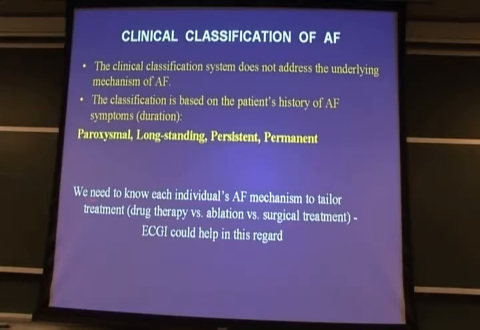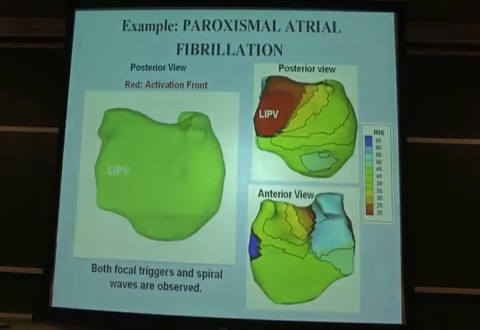So we need to know each individual AF mechanism, AF being atrial fibrillation, to tailor treatment: drug therapy, ablation, surgical treatment. And ECGI, we hope, could help in this regard. I just wanted to show some examples that Young and Field constructed of atrial fibrillation. This one is paroxysmal, so it's not long-lasting, it's not permanent, and you expect it to have a simpler pattern of excitation.